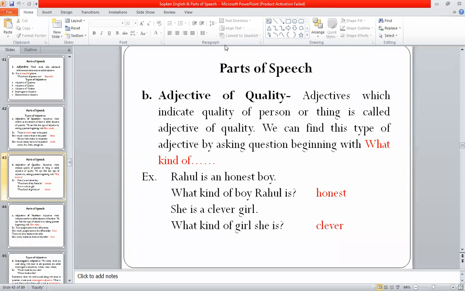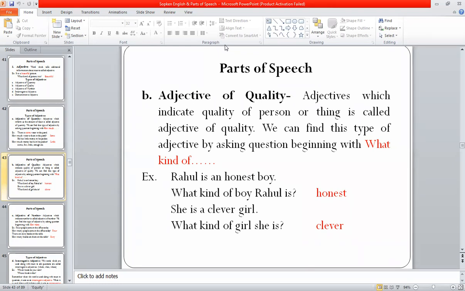We can find this type of adjective by asking a question beginning with what kind of. So for identifying the adjective of quality, we have to ask just a simple question beginning with what kind of. Okay, so let's see its example.